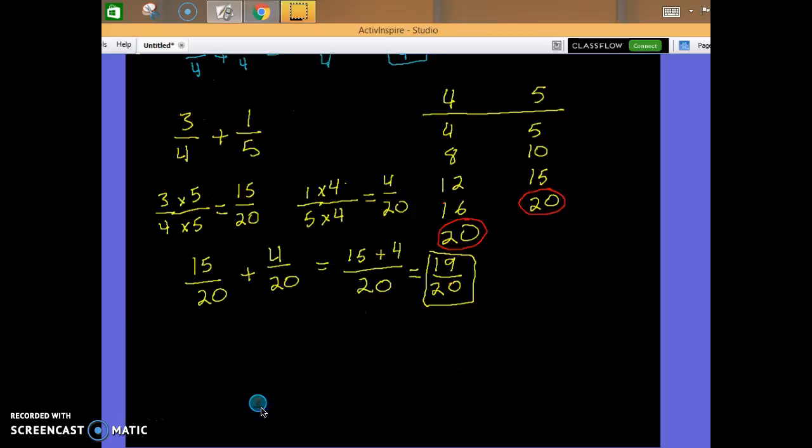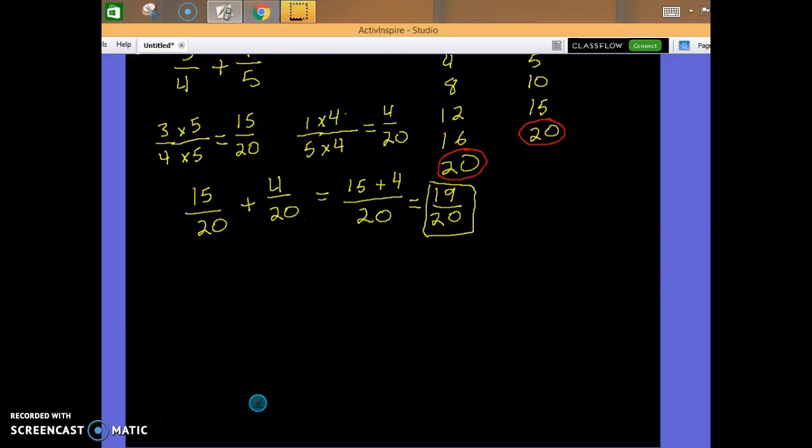I will do one example with a subtraction problem, just to really drive this home. Let's try 2/3 minus 1/2. Again, unlike fractions, we have a 3 and a 2.